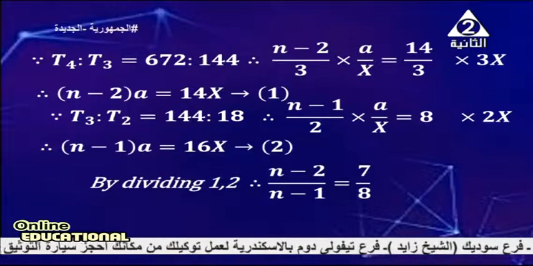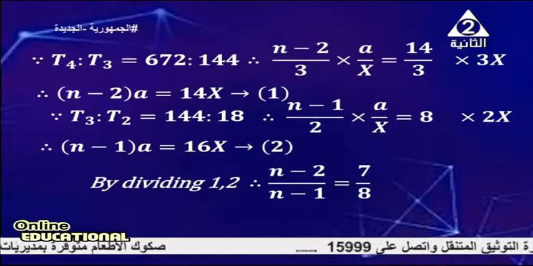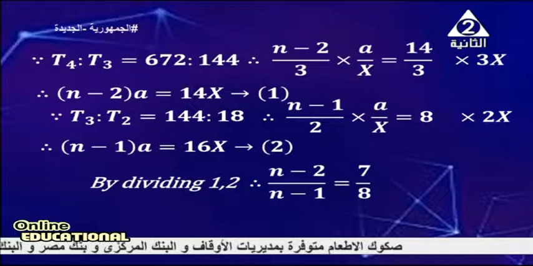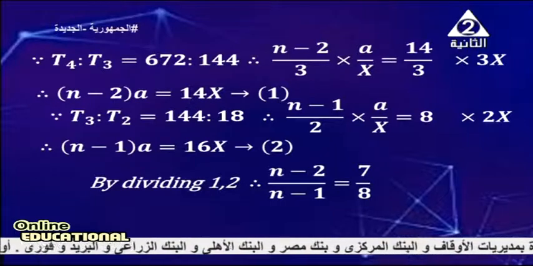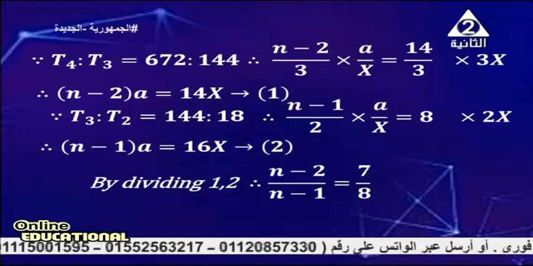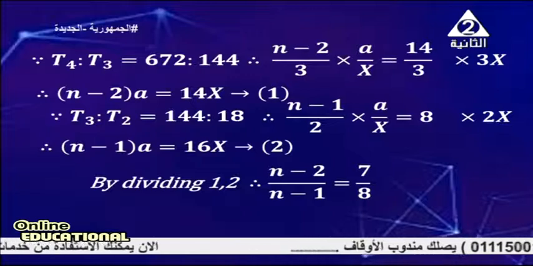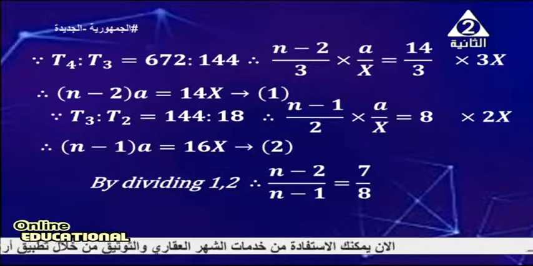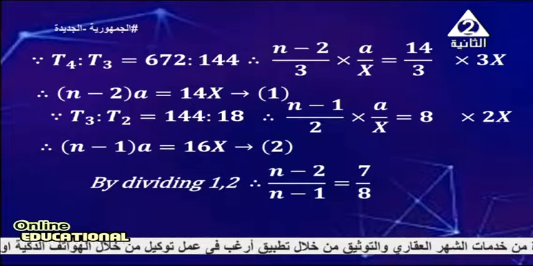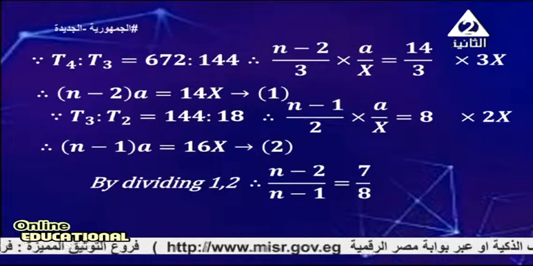Therefore, n equals what? (n minus 2) over (n minus 1) equals 7 over 8. n equals 9: 9 minus 2 is 7, 9 minus 1 equals 8. Therefore, n equals 9. This example is very important for the exam question.